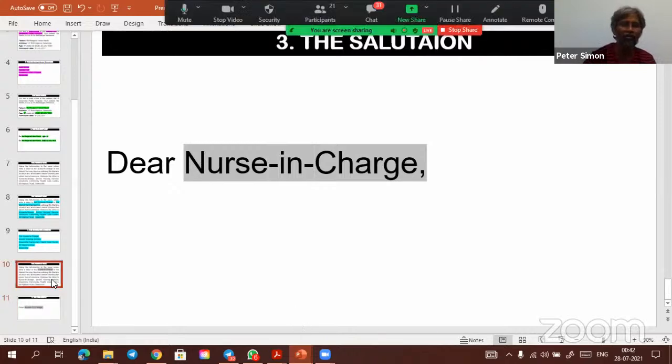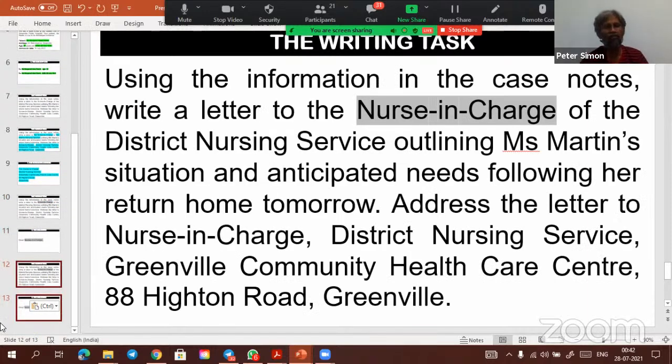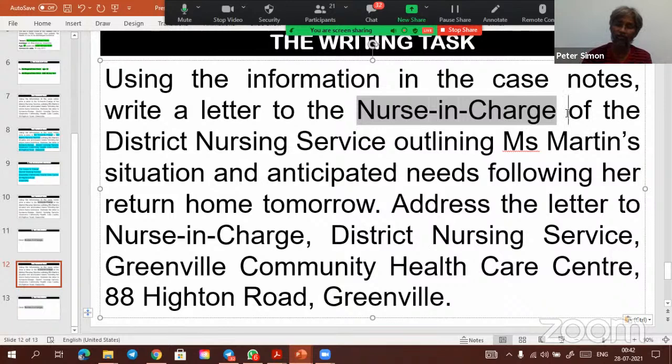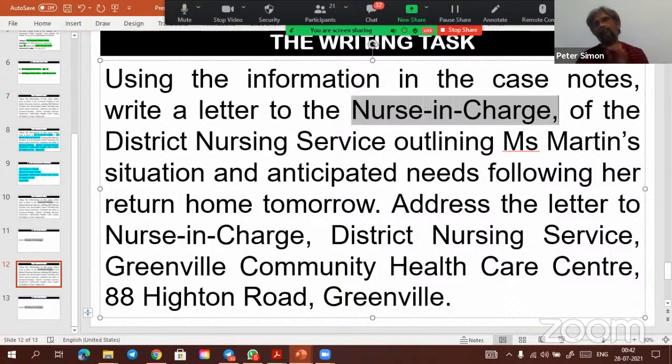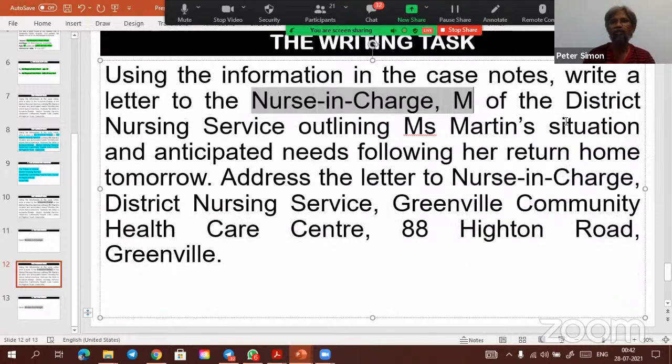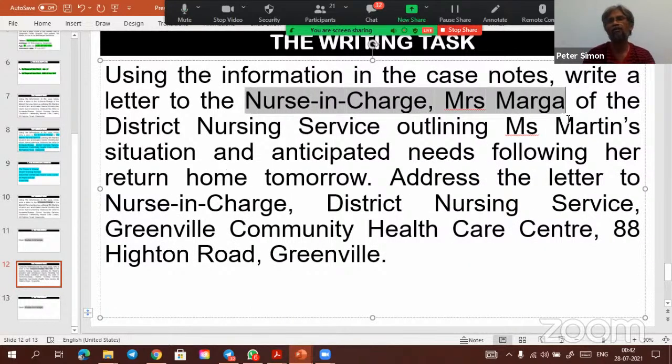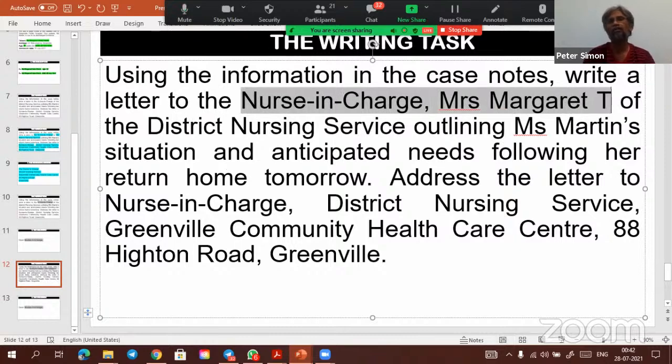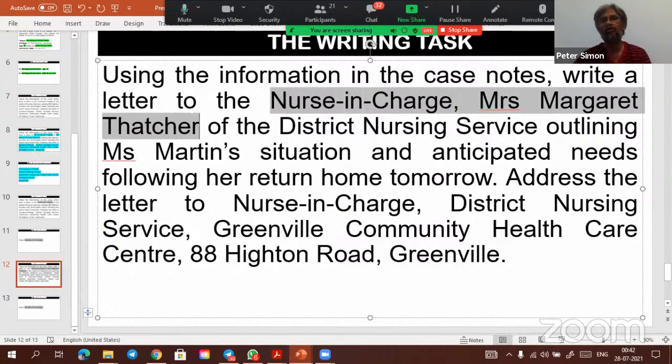Now these two slides I'm taking from here, and I'm posting here. Right. Now here, write a letter to the nurse in charge. Sometimes you'll write like this, comma, Mrs. Margaret Thatcher. These are my words, okay? I put in between. So I'll change the color for this one.